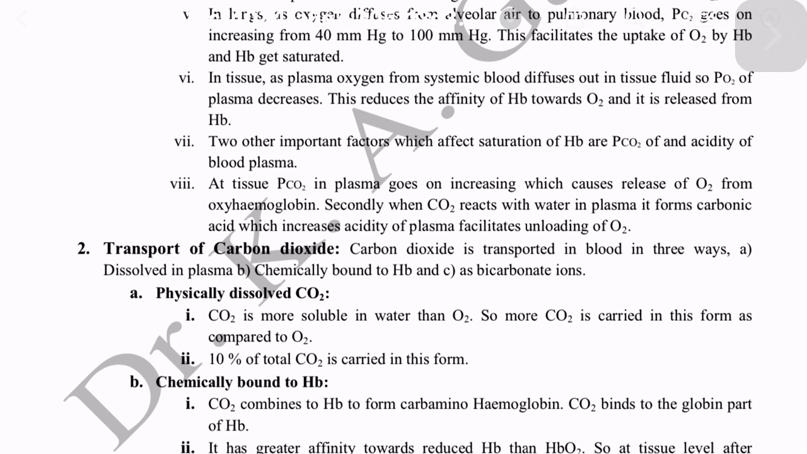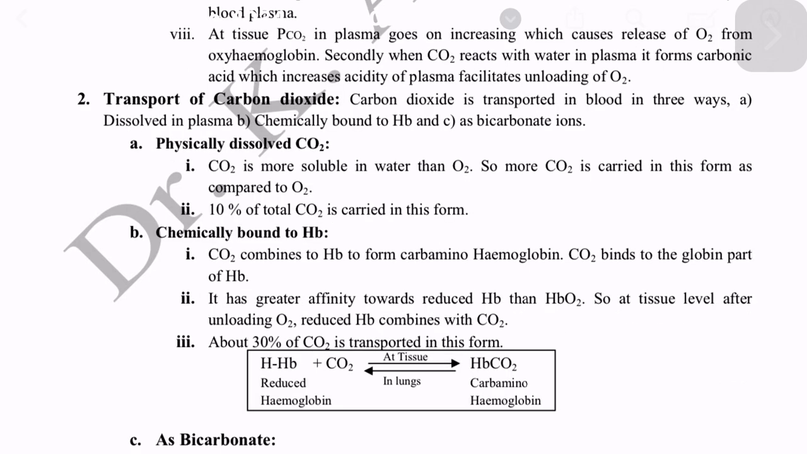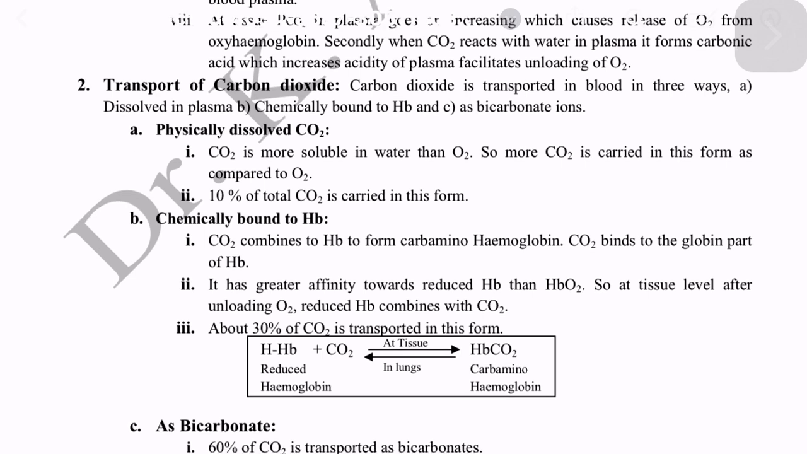2. Transport of carbon dioxide. Carbon dioxide is transported in blood in 3 ways: A. Dissolved in plasma, B. Chemically bound to Hb, and C. As bicarbonate ions. A. Physically dissolved CO2. CO2 is more soluble in water than O2, so more CO2 is carried in this form as compared to O2. About 10% of total CO2 is carried in this form.